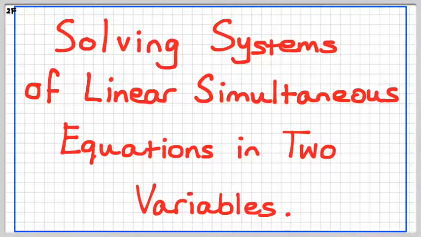Hi guys, let's have a look at solving systems of linear simultaneous equations in two variables, and we're going to do this in two parts. There'll be a part 1 and a part 2, because this is a big deal and I need to explain this to you in a way where you can really get this with confidence. So it'll be split into two parts.